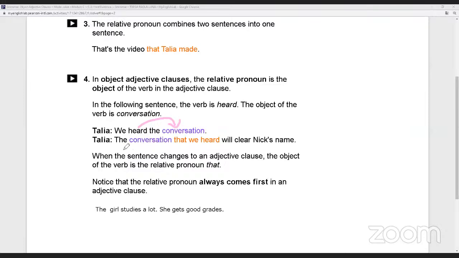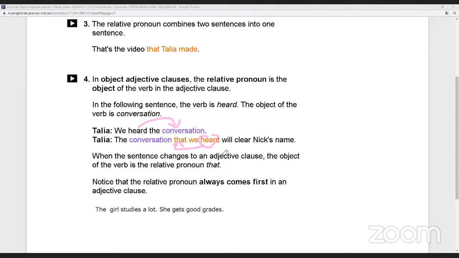How about the next one? The conversation that we heard will clear Nick's name. Okay, when the sentence changes to an adjective clause, the object of the verb is the relative pronoun that, okay? What does it mean? It means that the conversation is the object of the verb, in this case, we heard, and the relative pronoun is that, okay? So it's different.